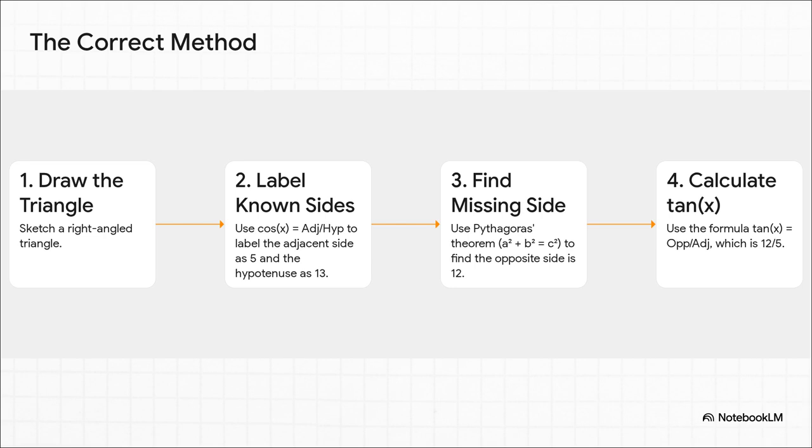And now the final, easy step, calculate tan x. Tangent is just opposite over adjacent. That's 12 over 5. Done. No calculator, no decimals, no errors. Just a clean, direct answer.